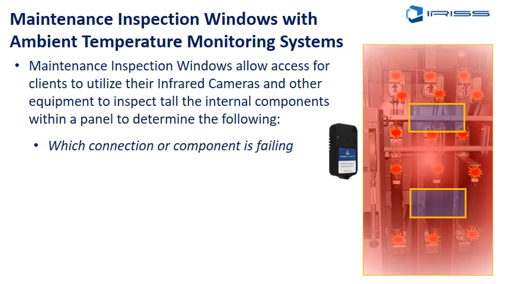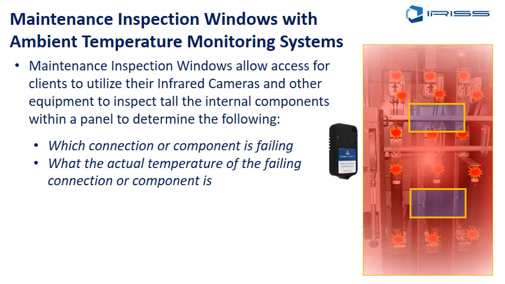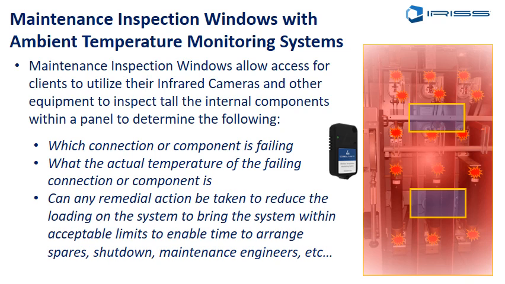This really enables me to do a number of things. By looking through the maintenance inspection windows, I can determine which connection or component is failing, what the actual temperature of the failing connection or component is, and if I need to do anything on the remedial action, I can then either see maybe I can reduce the load to bring the temperatures more back into line and try and stretch it out to the next maintenance shutdown. But whatever, I've got a set of eyes and an engineer looking at exactly what's on there. So if I can't get it within the acceptable limits, I can then basically arrange the spares, the shutdown, the maintenance engineers, the repair team, etc. can all be sorted out, and I know exactly what's going on.